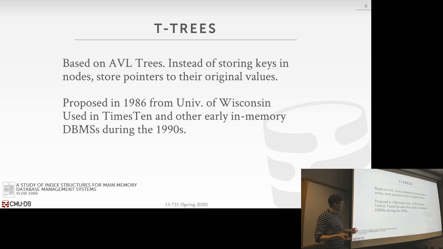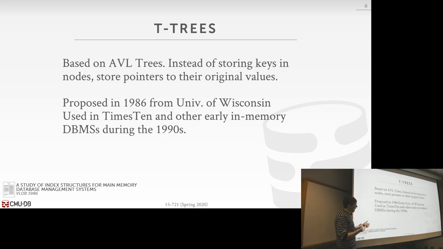The T-tree looks like an AVL tree. Instead of a B+ tree where the keys always exist on the leaf nodes and the inner nodes are just guideposts to tell you whether to go left or right, in the T-tree the keys are scattered throughout the different nodes, both leaf and inner nodes. But the big difference is that instead of storing copies of the keys in all the nodes, they just store pointers to the original records, the tuples themselves.